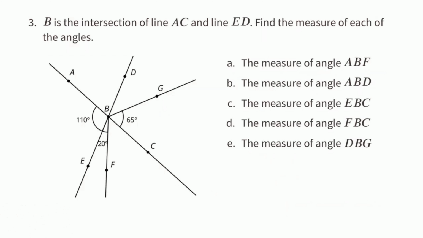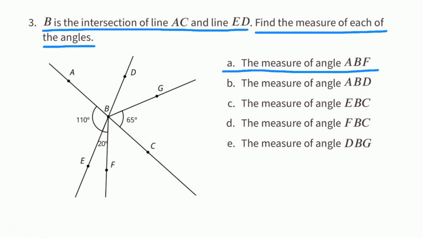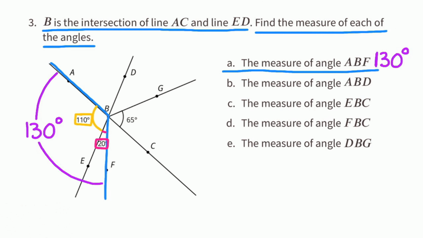Problem number 3. B is the intersection of line AC and line ED. Find the measure of each of the angles. A. The measure of angle ABF. The information tells us that angle ABE is 110 degrees and angle EBF is 20 degrees. If we add those together, we can see that angle ABF is 130 degrees.